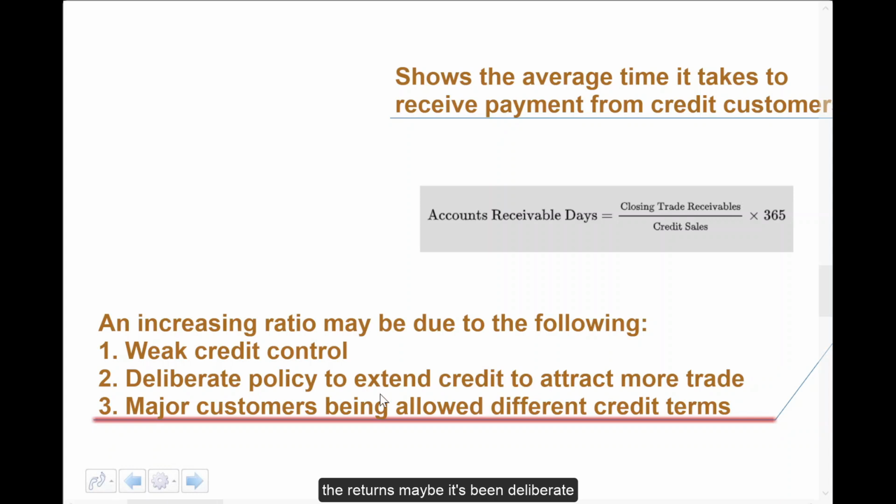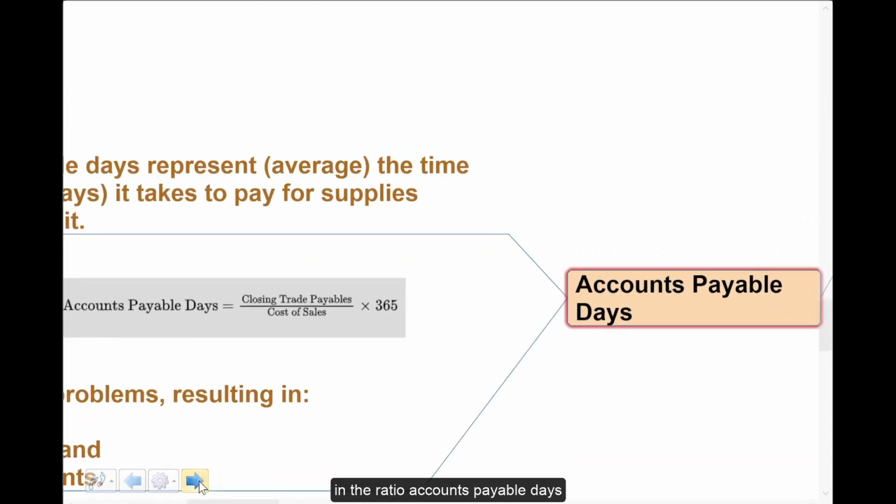Maybe it's been deliberate. Maybe we've extended days for customers from 15 to say 30. Or maybe there are customers that have slightly different terms. Maybe we have large customers that we've decided to allow 60 days because we know that if we allow them more credit, maybe they'll buy more. So again, we're always looking for the angle inside the change in the ratio.